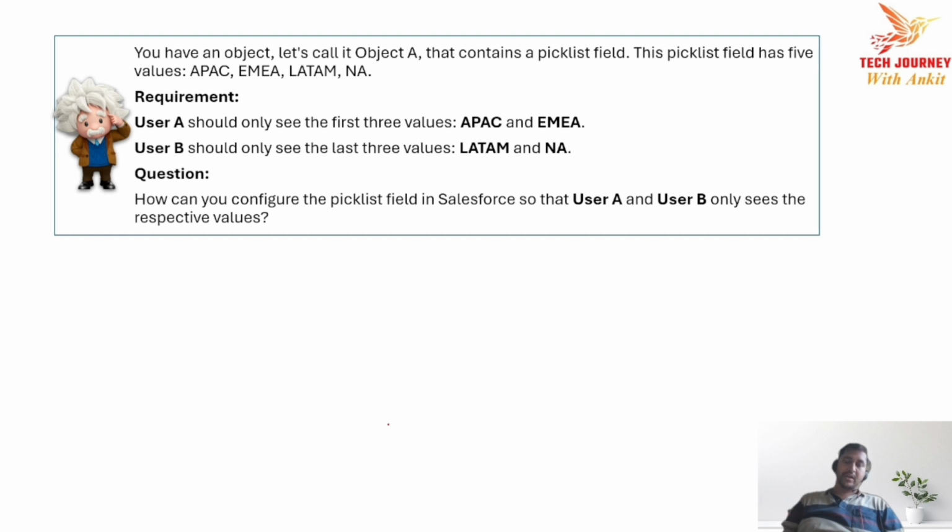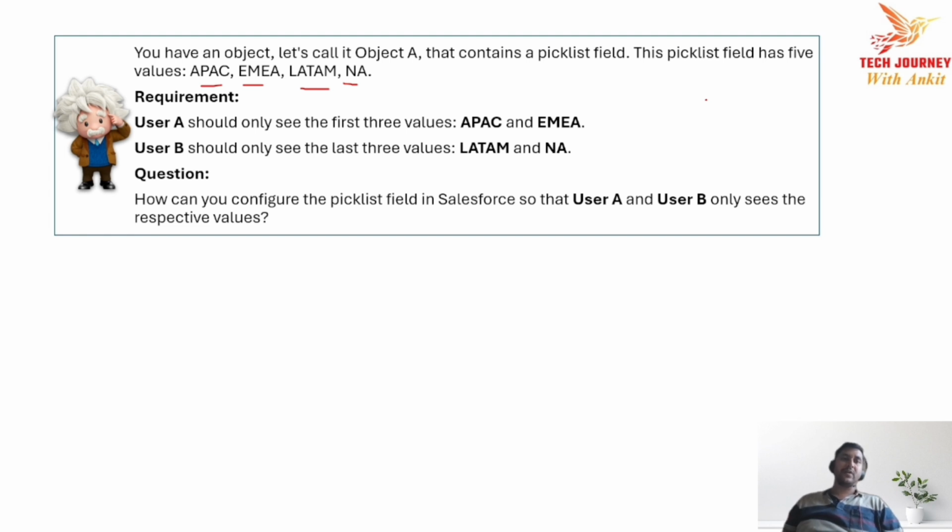Next question. You have an object, let's call it object A, that contains a pick list field, and that pick list field has four different values. One is APAC, second is EMEA, third is Latin America, and fourth one is North America.